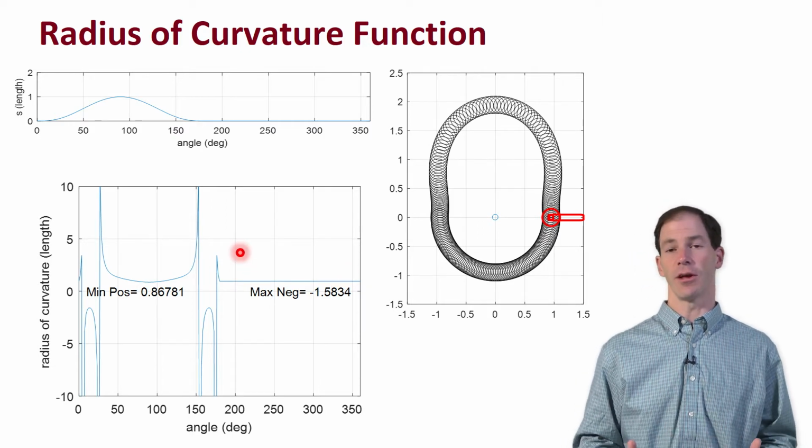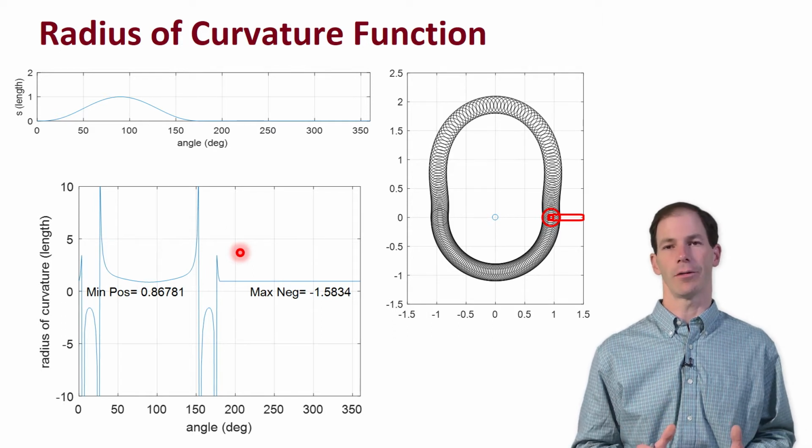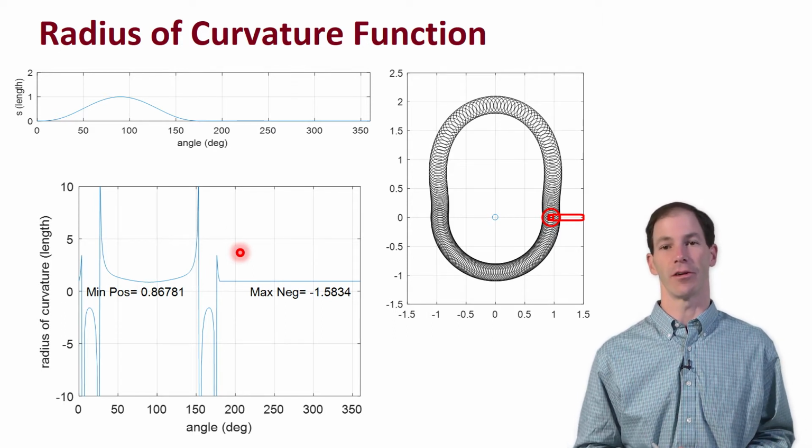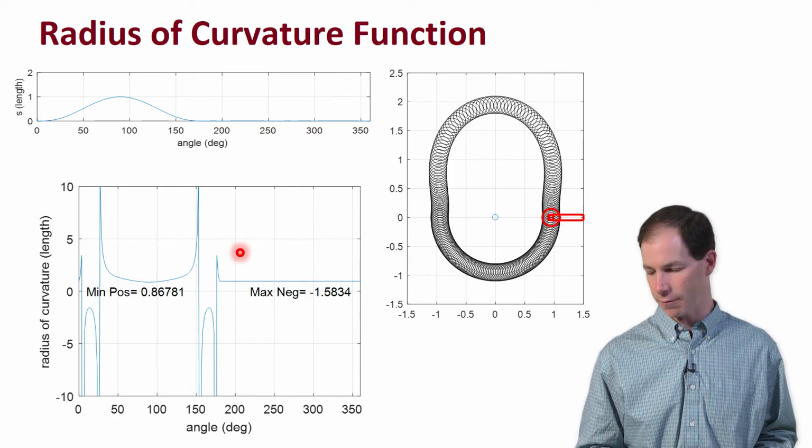What I'm interested in is the minimum absolute value of this radius of curvature. Here I'm showing the minimum positive value of 0.86 and the maximum negative value of minus 1.5.